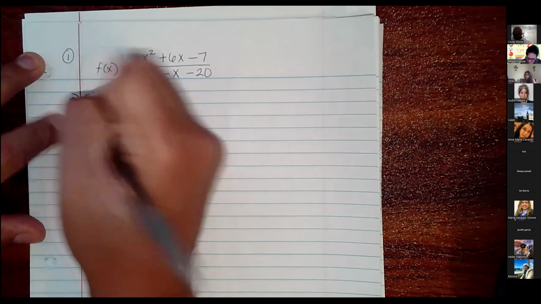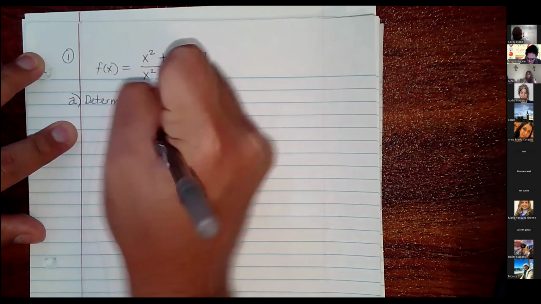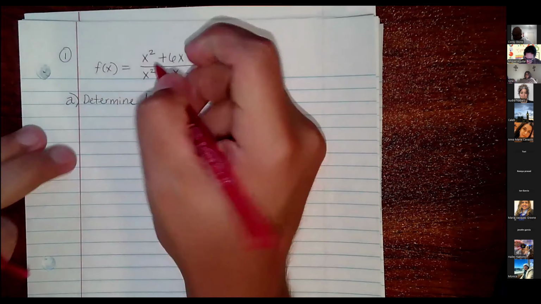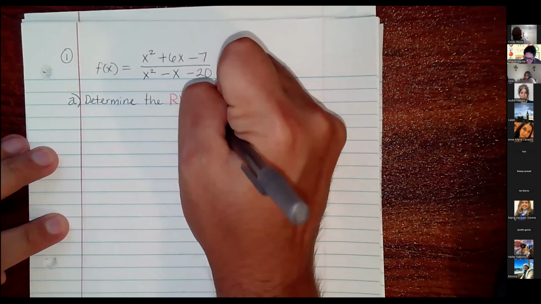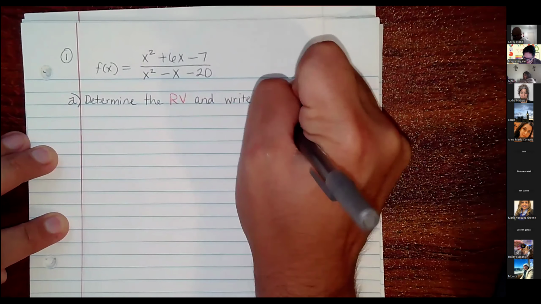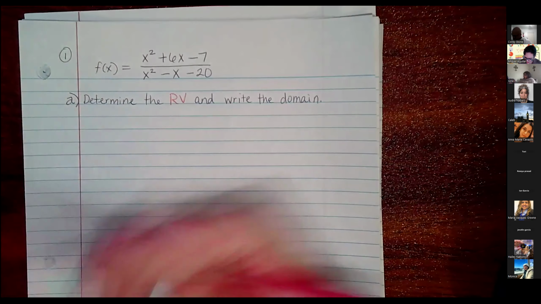First question A is to determine the restricted values. I'm just going to put RV for restricted values. And write the domain of the function, okay, in interval notation.